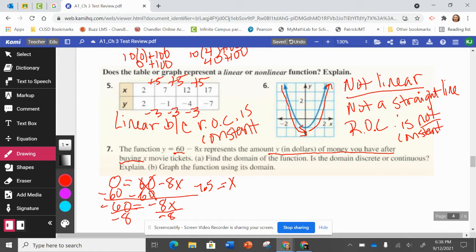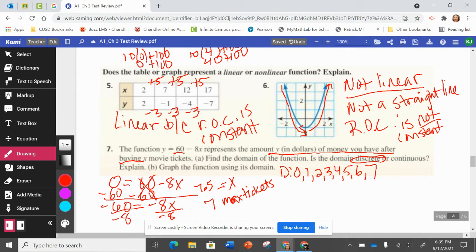I can't buy half a ticket. So it looks like I would probably round down because this is when I'm already going to have $0 left. If I made it 8, I would have negative dollars. So 7 would be the max amount of tickets that we could buy. So our domain would be 0, 1, 2, 3, 4, 5, 6, 7.